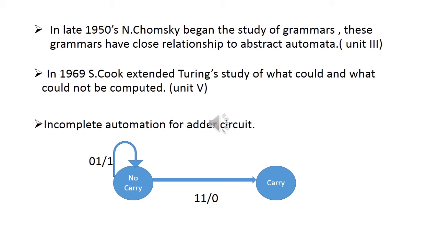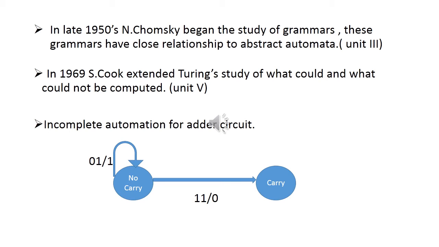Similarly, a grammar has a set of productions where each production is a rule, and they define a particular language. So we'll study the classification of grammars and languages in detail in our unit 3.